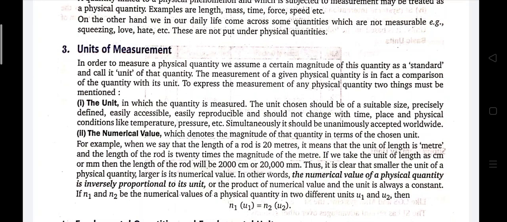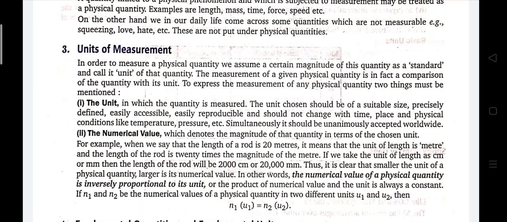One, the unit, second, the numerical value. The numerical value is known as the magnitude of that quantity, like 20 meters. 20 is magnitude and meters is unit. What kind of unit? What is unit? Unit is the unit in which the quantity is measured.